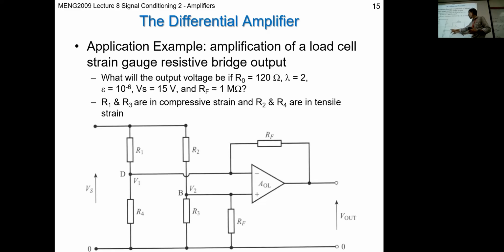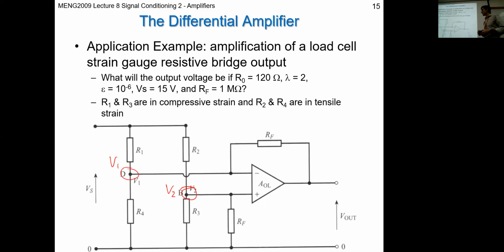But still the output voltage might be pretty small, so that's why we've incorporated a differential amplifier. And our gain, or our feedback resistance, is RF, 1 megohm. So what we want to know is, given these data, given the strain we've got, 10 to the minus 6, with that particular gauge factor, what is our output going to be? What's our output at Vout here after it's gone through the amplifier?